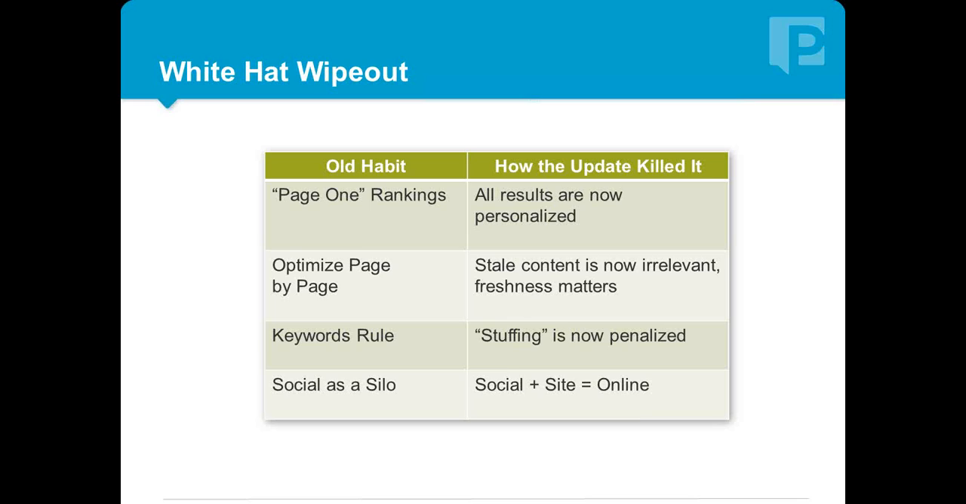Certainly page 1 rankings are important, but within the era of personalized search, you definitely need to be thinking about what that really means. Certainly optimizing page by page is important, but don't forget the content that's been sitting out in the wind, if you will, for a while. Your keywords, of course, are still important, but be careful on how you stuff. And you really need to be thinking about your social sites as an extension of your corporate presence. Also, I can't underscore enough the importance of personalized search and what that means as it relates to tracking rankings.